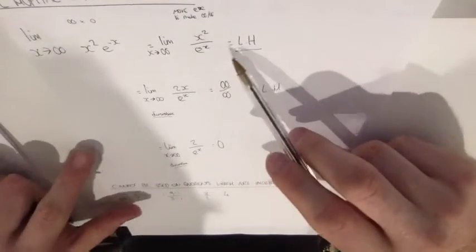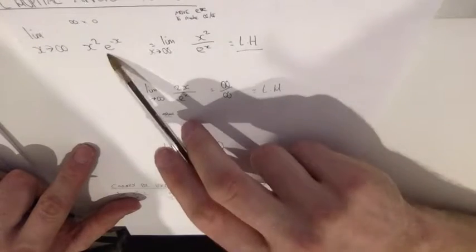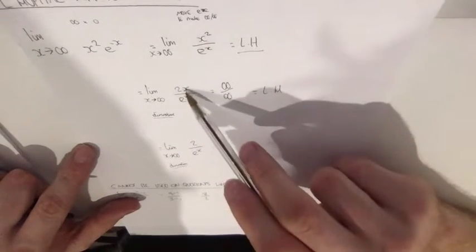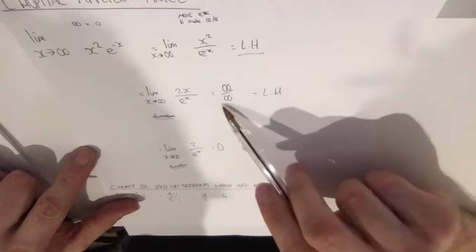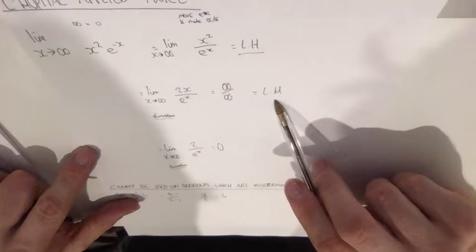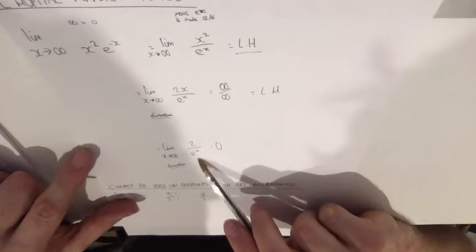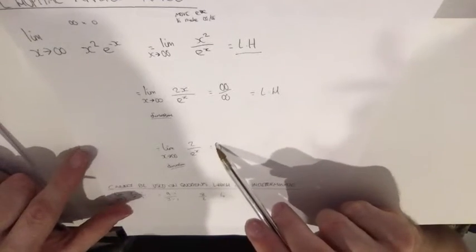The first application obviously doesn't solve it, so we apply L'Hopital's rule to the derivatives. X squared becomes 2x. e to the x can't be simplified, so it's e to the x again, which gives us infinity over infinity, which means we can apply it for the second time. The derivative of 2x is 2 over e to the x, and as e to the x is approaching infinity very quickly, that's going to equal 0.